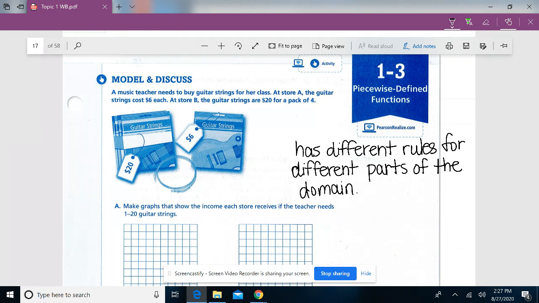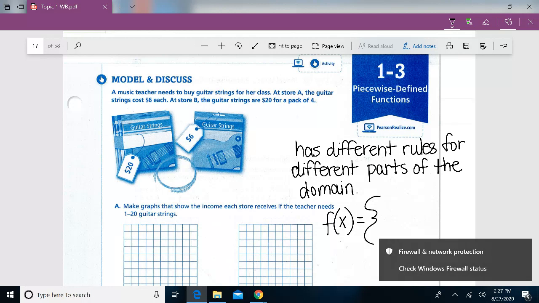So one piecewise function might have two different rules. It might have 3 or 4. There could be a whole bunch of different rules for each part of the domain. So here's what an equation of one would look like. You might see something like this.